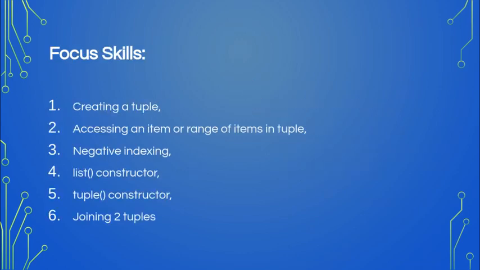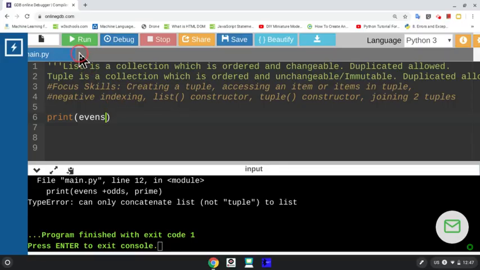Today, our focus will be how to create a tuple, how to access an item or a range of items in tuple, negative indexing. We'll also use the tuple constructor, and in the last we'll do joining two tuples. And the online editor I'm using is online GDB. You can use any. The code will run in the same way. So whatever editor you're using, you're going to use the same code.